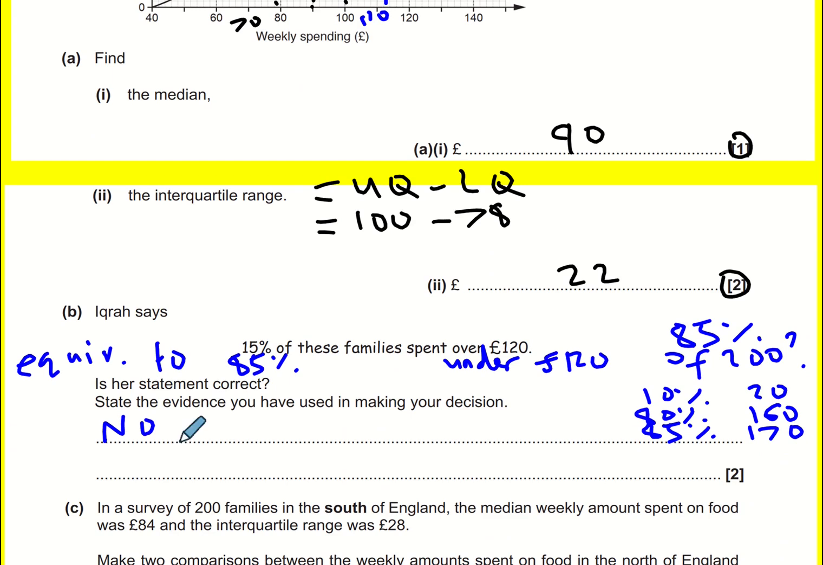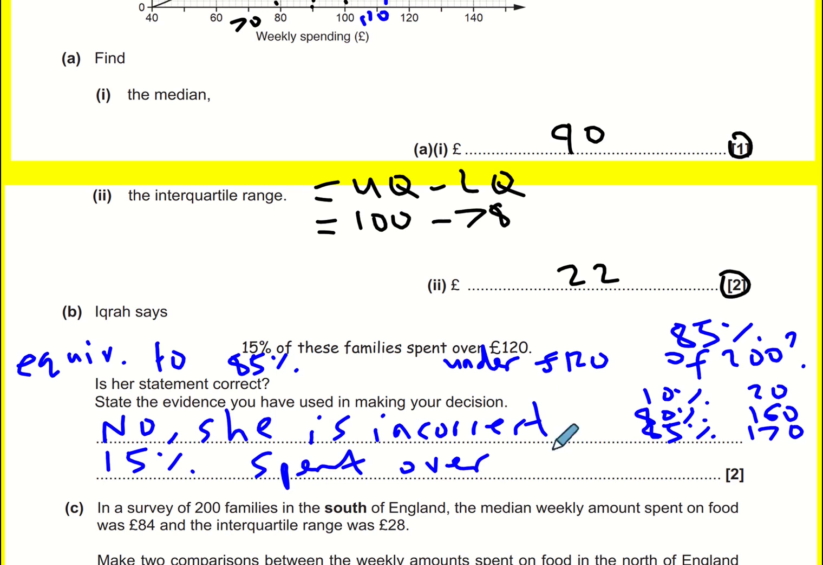So no, she is incorrect. 15% spent over £112. It would be a lower percentage for £120. That's one way of doing this question.